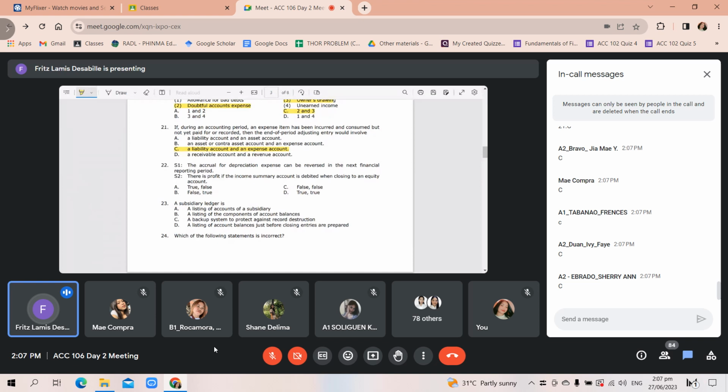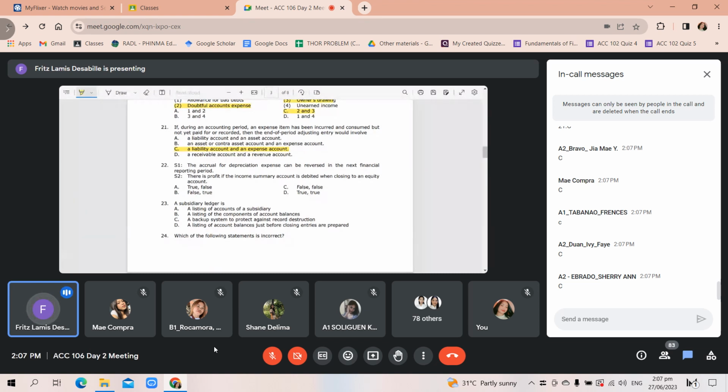Letter A is wrong because again guys, I keep drilling it into your heads that adjustments cannot be all real accounts. There is no way that a liability account and an asset account are in an adjustment. An asset or a contra asset and an expense account is possible, such as the adjustment for bad debt expense or the adjustment for accumulated depreciation.